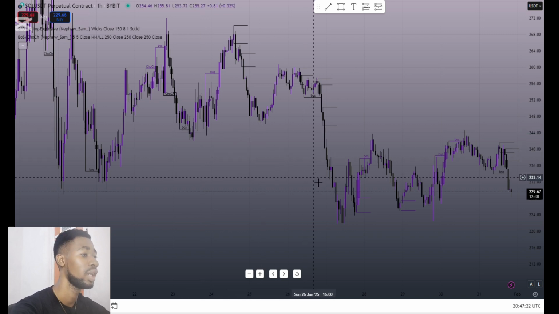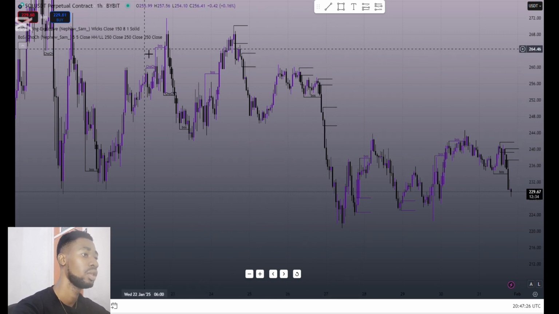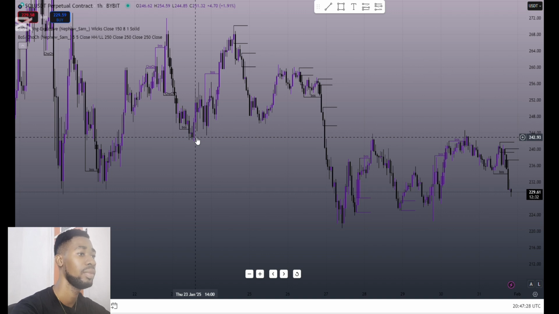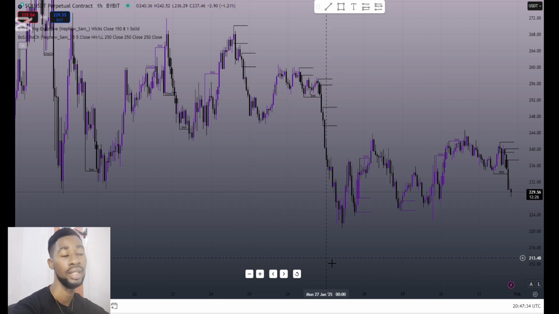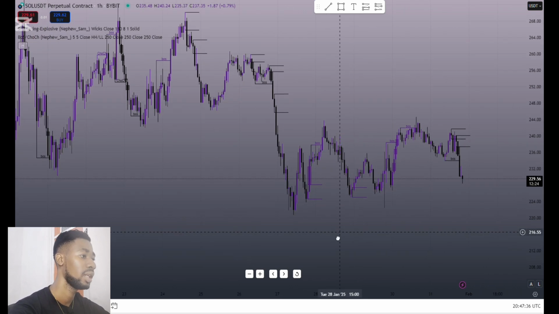It helps mark out every break of structure and change of character with fair value gaps. So you can just check the settings and then enable break of structures, enable change of character, enable fair value gap to make your life much easier. That being said, let's continue.